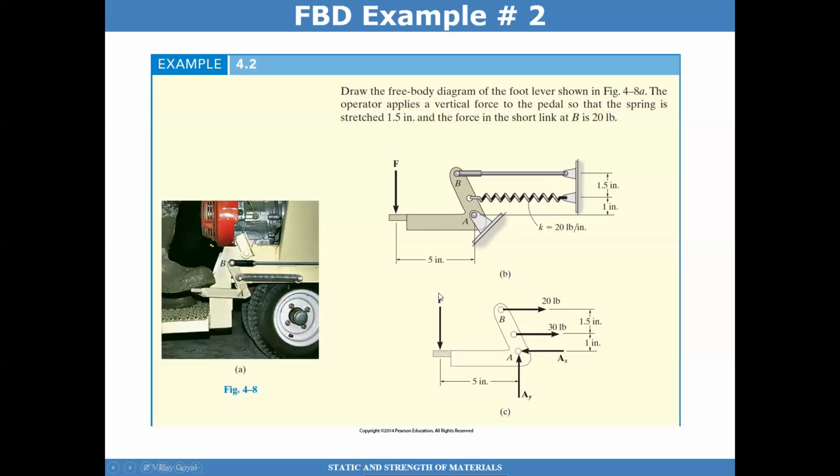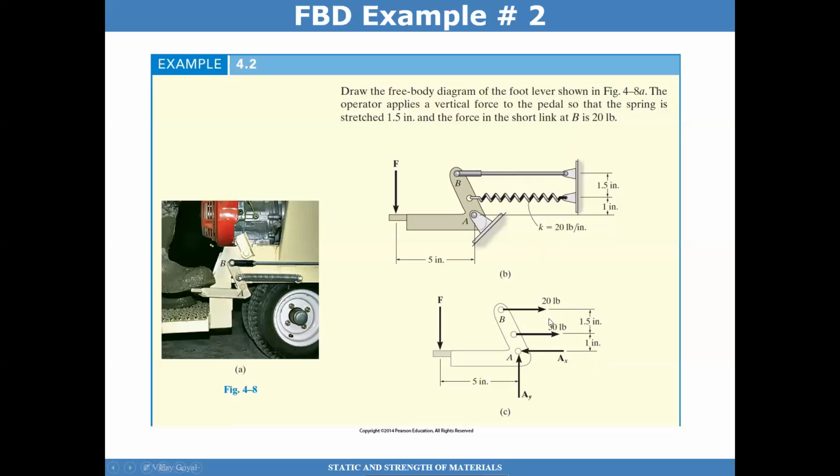I also have the force applied due to the operator applying the brake, and then I have the 20 pounds from the linkage that was discussed over here, the short link here. Then I also have the spring. This spring I know applies 30 pounds. How do I know that? The spring constant is 20 pounds per inch. It got stretched by 1.5, so 1.5 inch times 20 pounds per inch gives me a total of 30 pounds force.